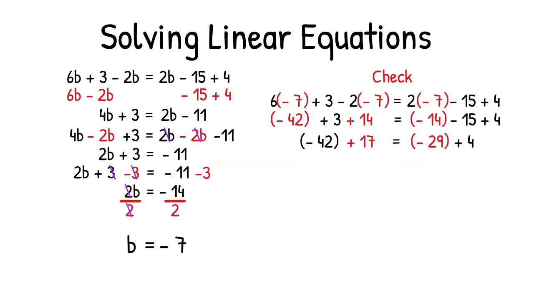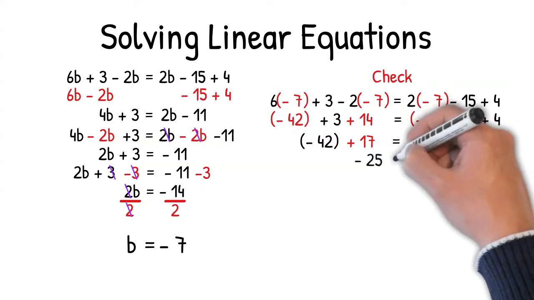Now we can take care of adding different signs. Negative 42 plus positive 17. The sign of the answer is the sign of the one with the largest absolute value. In this case, 42 is larger than 17, so the answer will be negative. Then take the difference of the two. 42 minus 17 is 25, and we have negative 25.